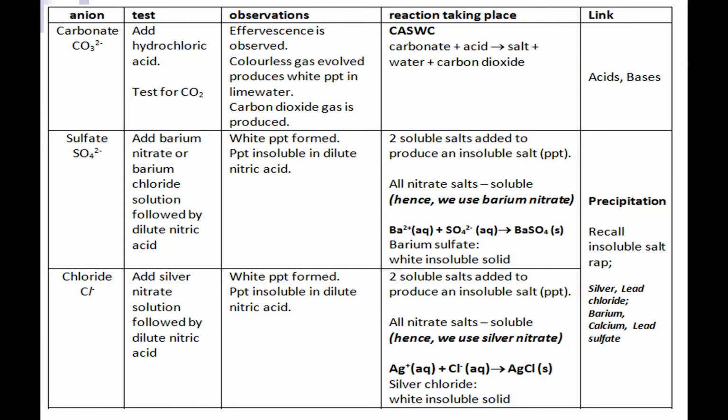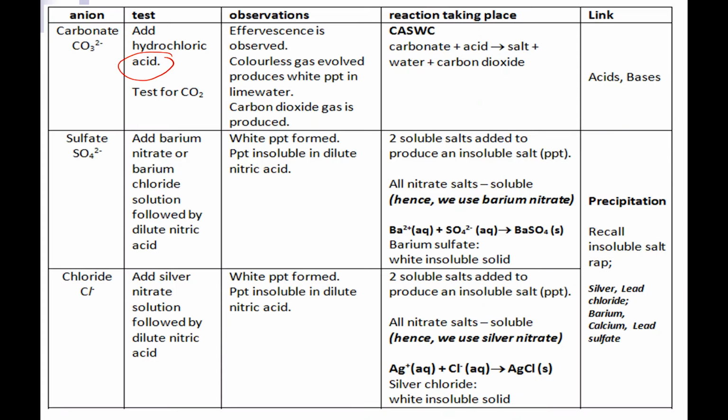In your notes, you will see the table of anions and their tests. You will also see a column that describes the observations and also the chemistry behind the tests. The first anion we see here is the carbonate ion. To test for carbonate ion, we add an acid. Usually, hydrochloric or nitric acid is used as they mostly form soluble salts.